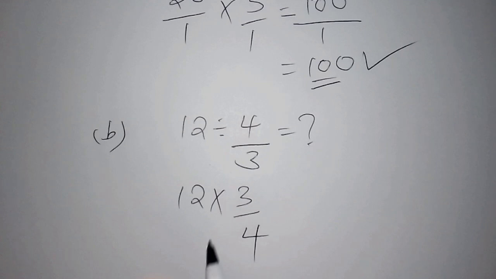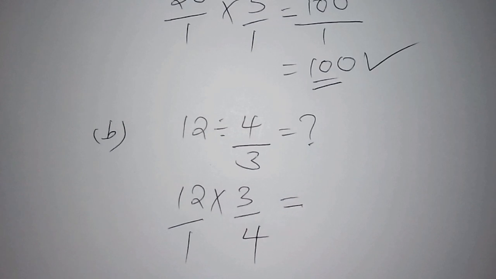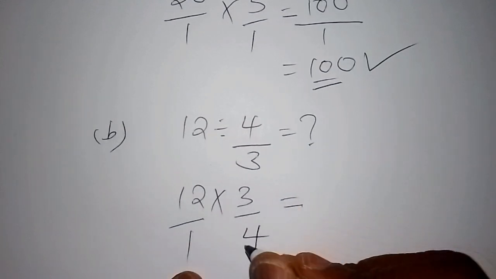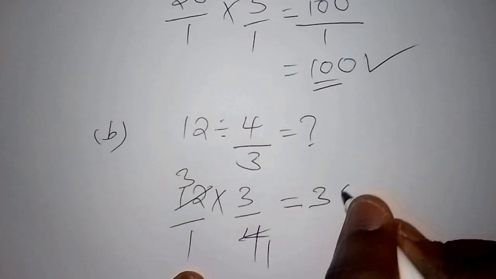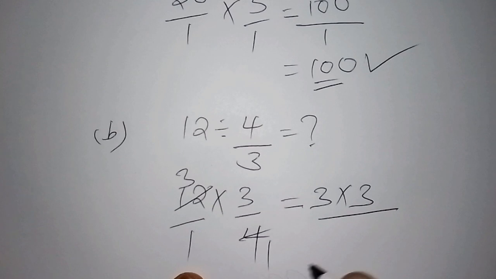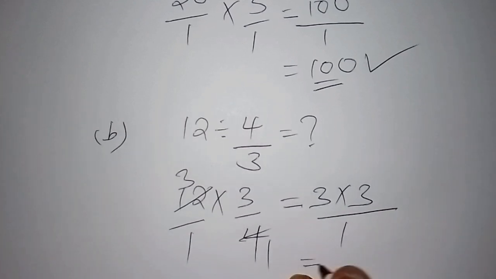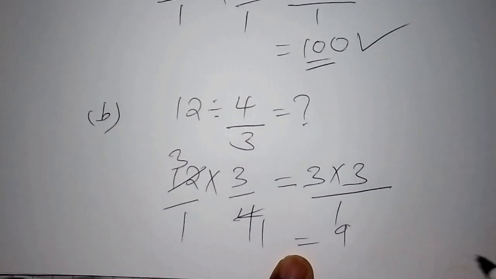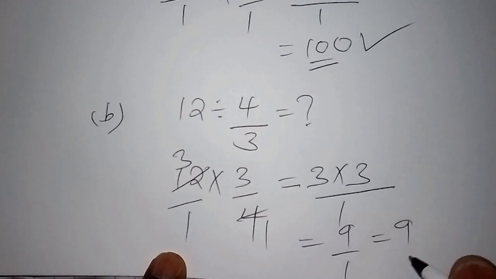Now this 12, we will change it into a fraction, which is 12 over 1. From there, we shall work out the cancellation and check the numbers that go into the other number. We have 4; 4 goes into 12 3 times. Now we shall have 3 multiplied by 3 all over 1 multiplied by 1. What is 3 multiplied by 3? We shall have 9 over 1, and anything as 9 over 1 gives us the answer 9.